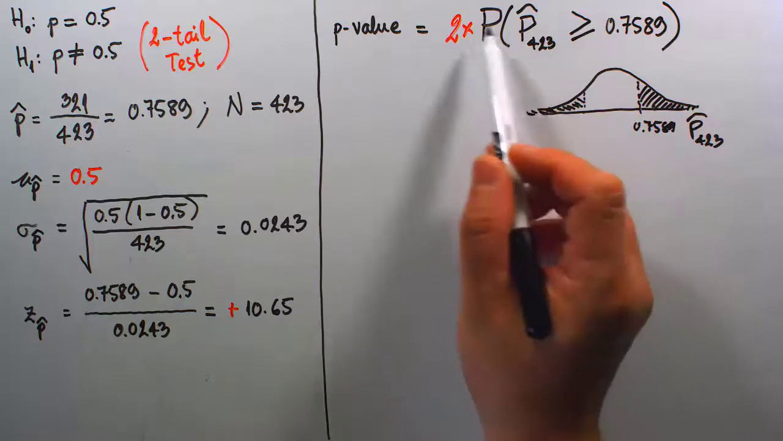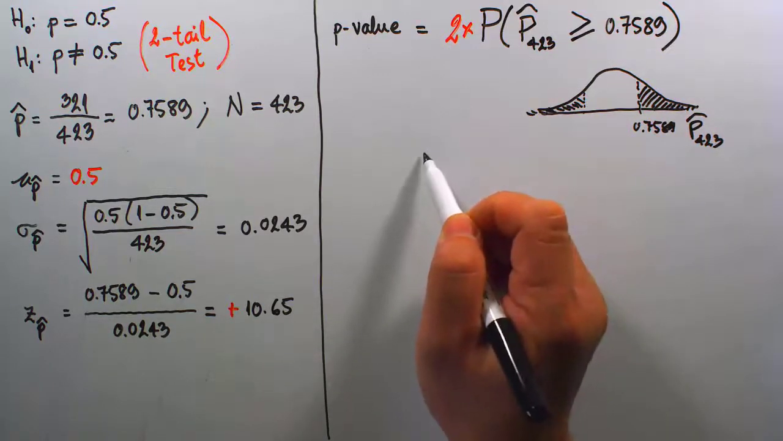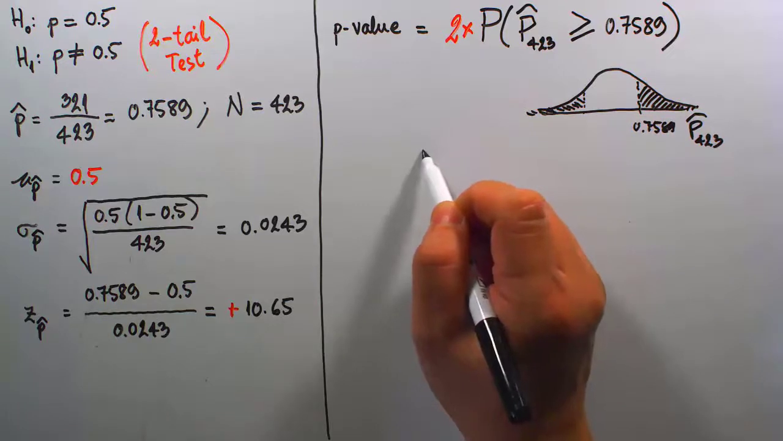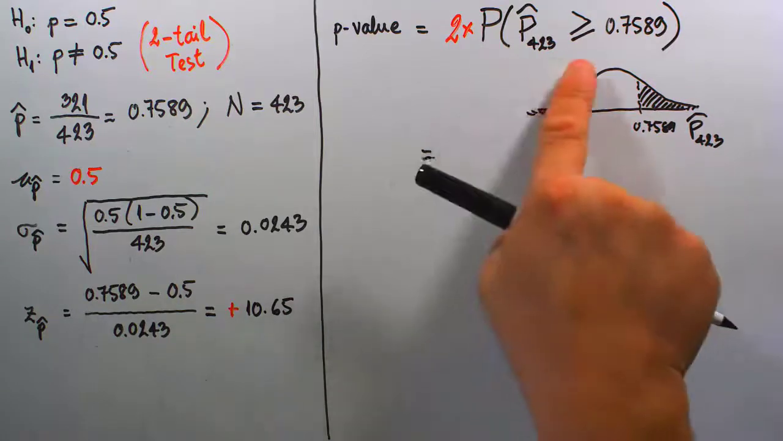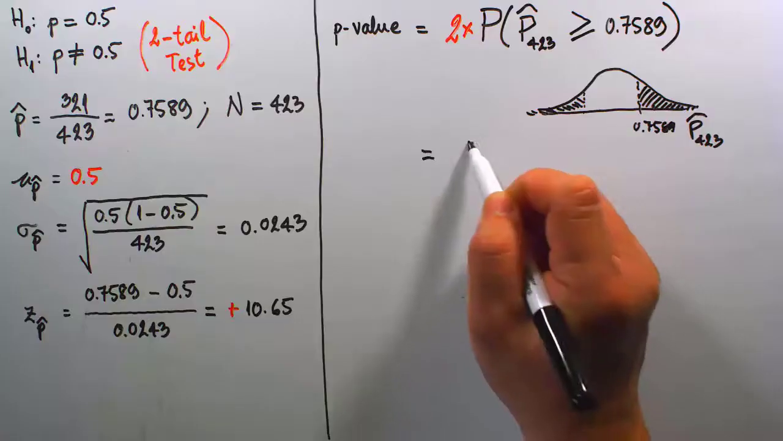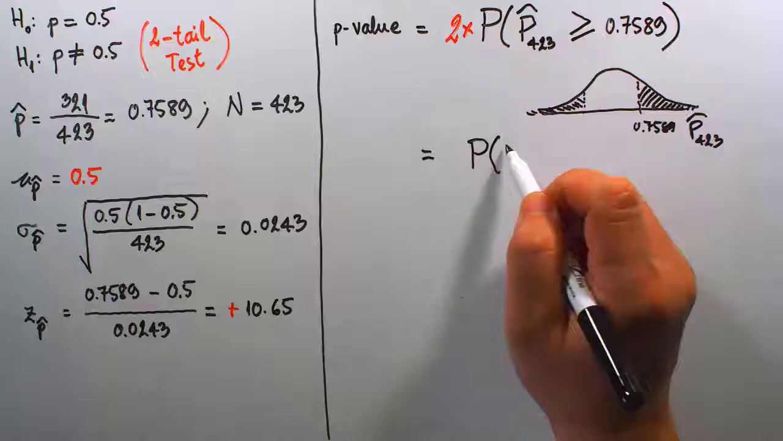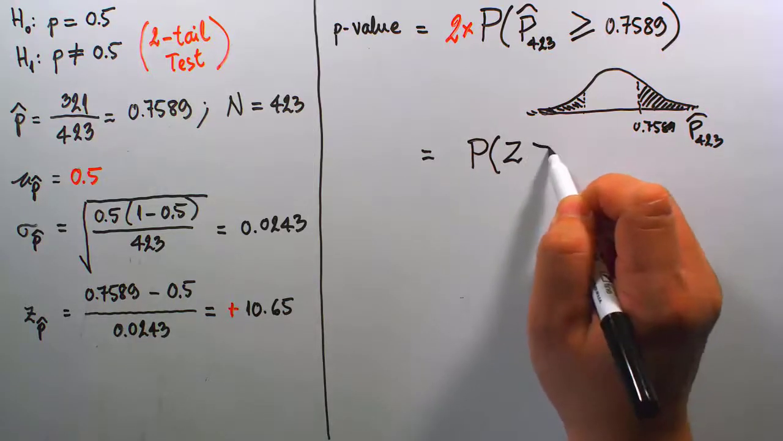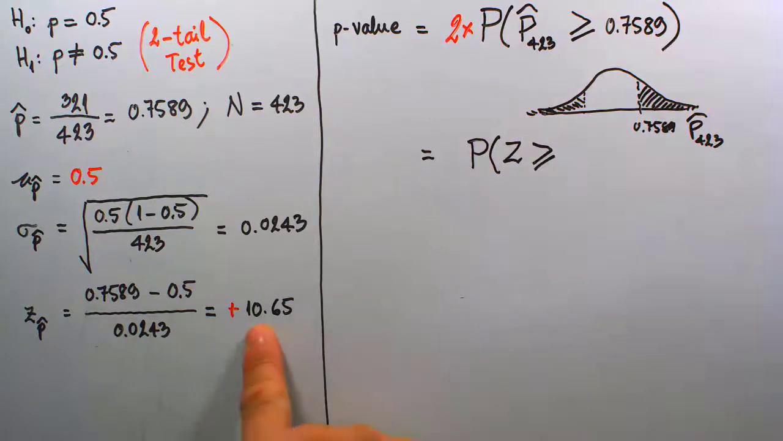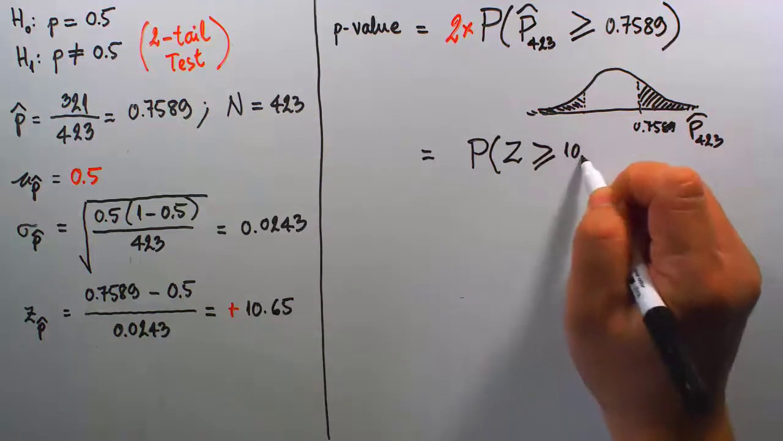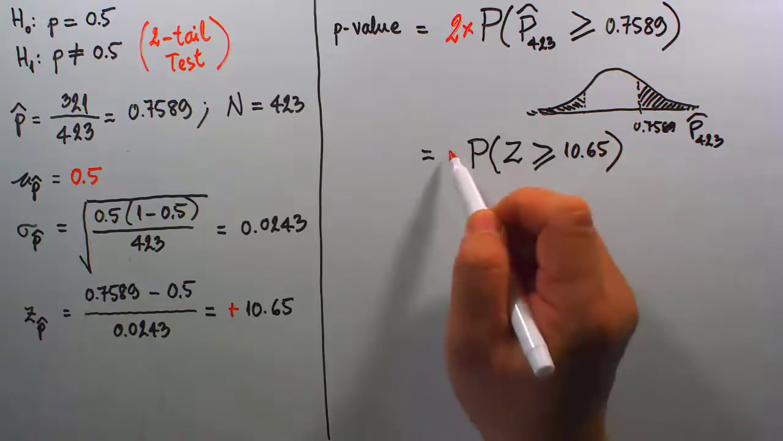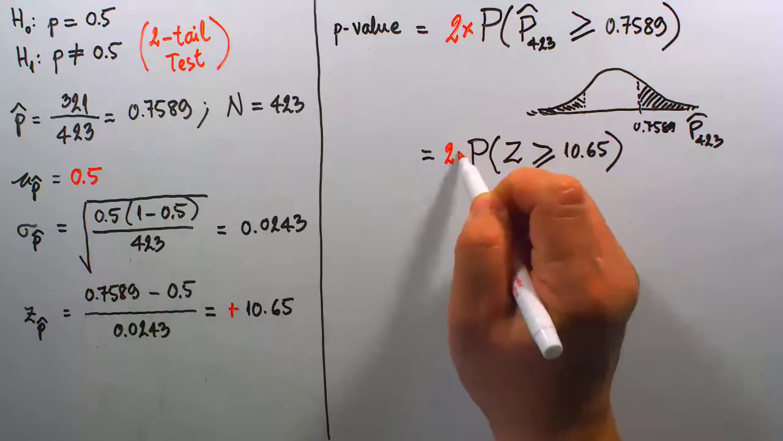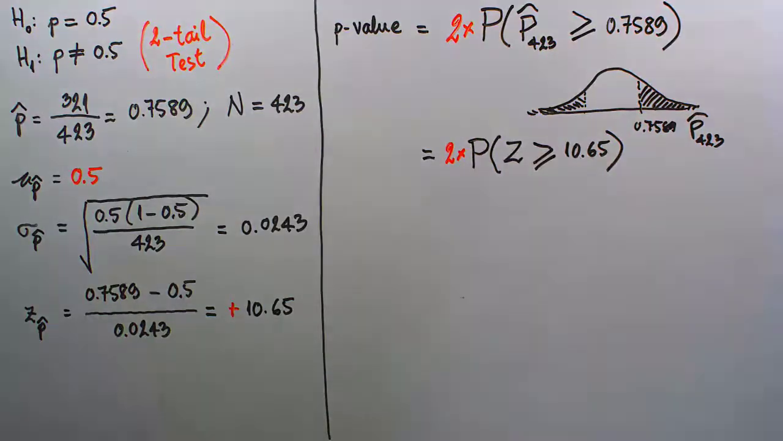But in the end, as far as doing the calculation, it can easily be done by bringing ourselves back to the standard normal distribution. So this probability is the same as the probability on the standard normal distribution curve that we find a z-score greater than or equal to 10.65. But again, we must multiply that probability, for whichever that is, by 2. So 2 times our probability there.